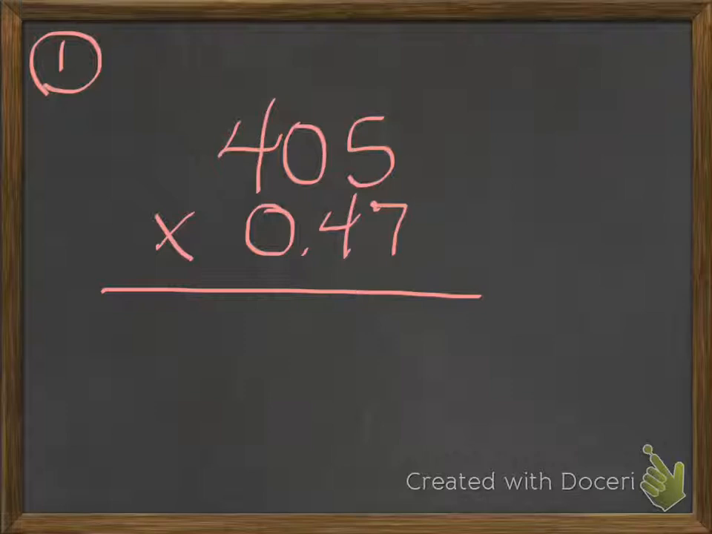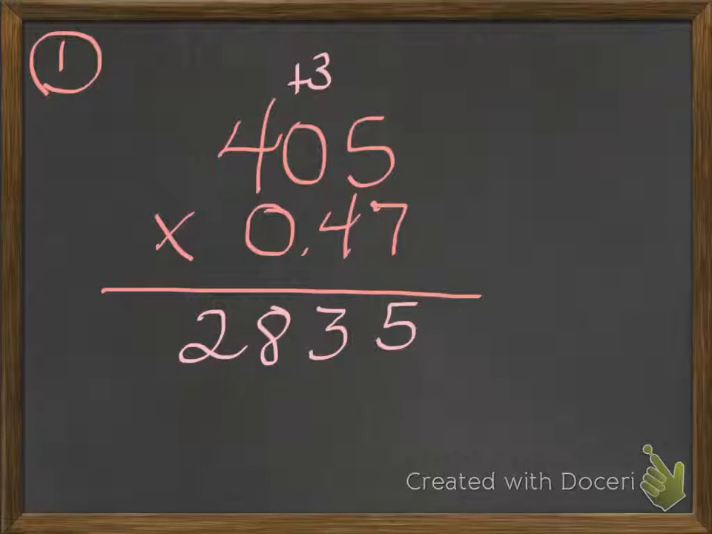Okay, let's check. 7 times 5 is 35. Carry the 3. 7 times 0 is 0, plus 3 is 3. 7 times 4 is 28. Move on to the 4. So we're going to put a 0 in the placeholder. 4 times 5 is 20. Carry the 2. I like to cross off the ones I've already used so I don't get confused. 4 times 0 is 0, plus 2 is 2. Sorry, I was looking at the 8. And then 4 times 4 is 16.